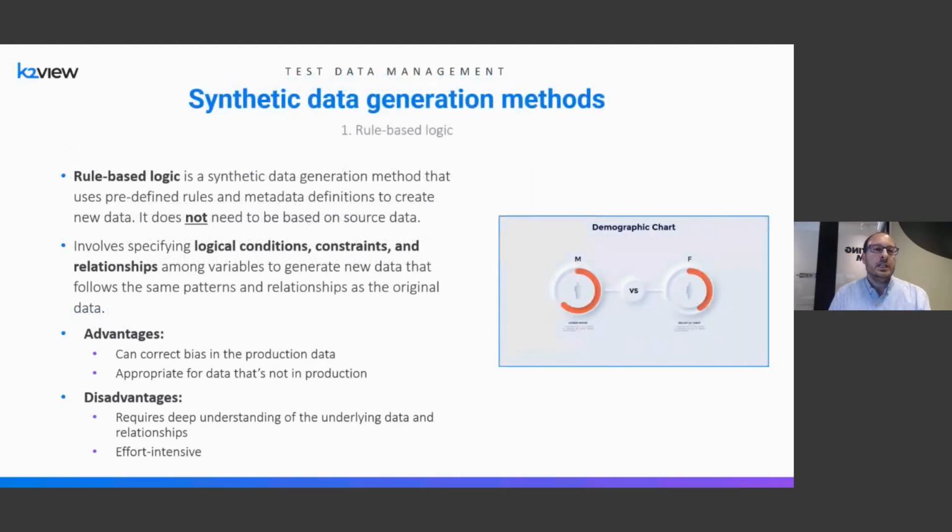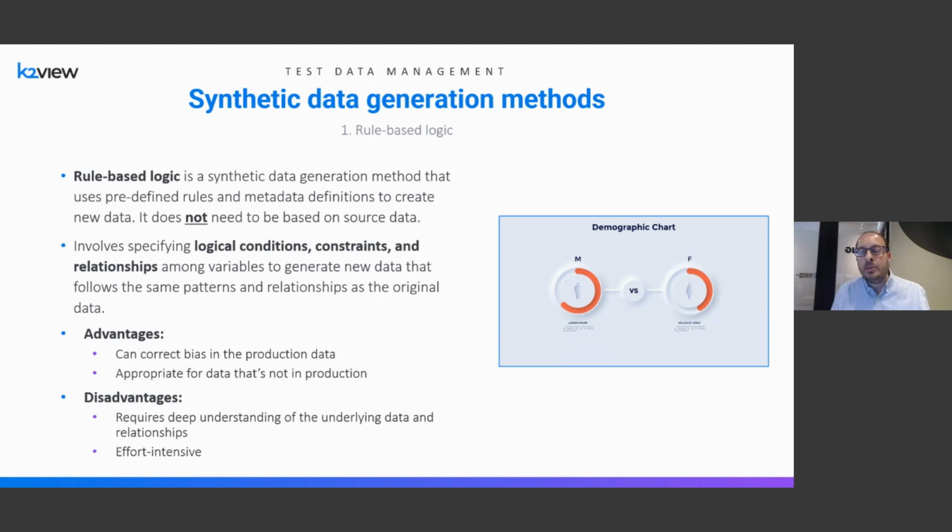So what are the different synthetic data generation methods? For test data management, there are 2 primary methods. The first method is the rule-based logic method. With this method, synthetic data is generated through predefined rules and metadata definitions to create new data. The advantage is that with these rules, you don't need to base it on source data. So it involves specifying logical conditions, constraints, and relationships, for example, between parent-child relationships. And you have the opportunity to define rules.